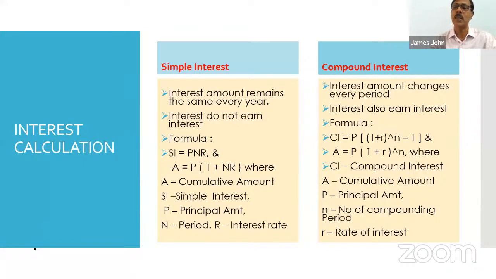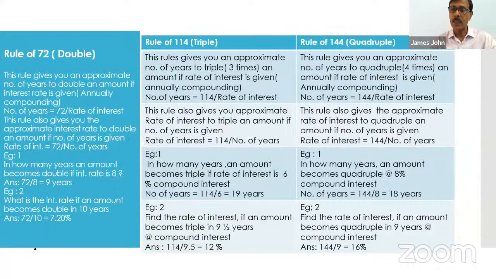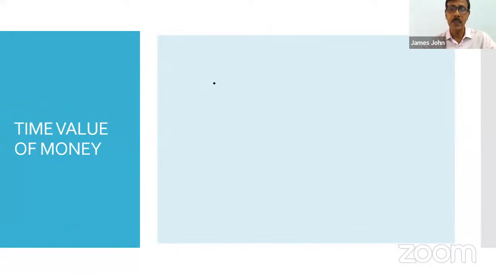There are two types of interest calculation. One is simple interest, another is compound interest. These are the formulas. Then there are three rules: rule of 72, 114, and 144. These three rules say, if the interest is calculated at compound interest, and compound interest means, if nothing is mentioned, it is annually compounding. What is the meaning of compound? Difference between simple and compound? In the case of simple, the interest will be the same throughout.